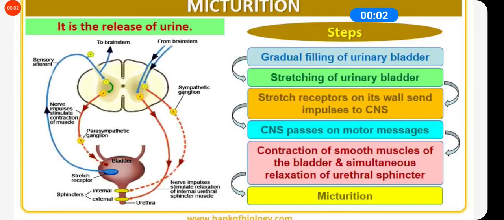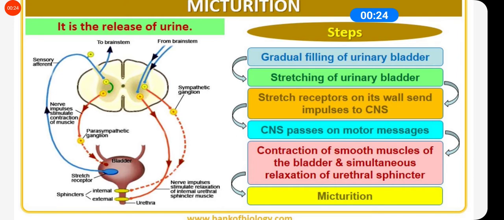Now in this video we will be studying what is micturition. The act of passing out of urine from the body is called micturition. So the process of release of urine is called micturition. So what are the steps?